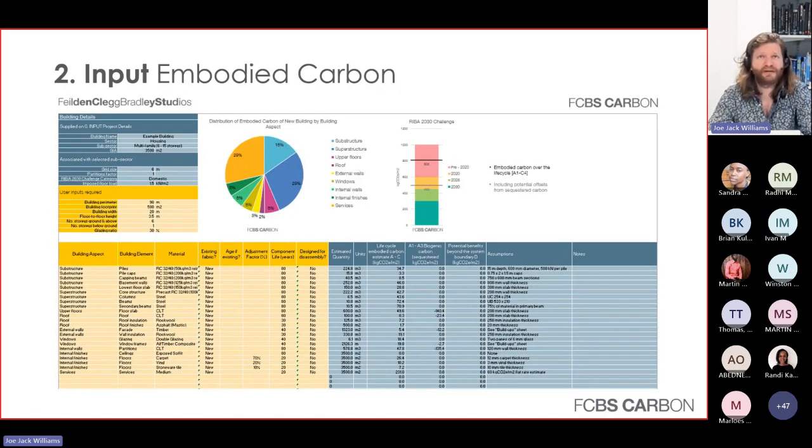And this is the kind of, I'm going to call it exciting bit. Let's call it the exciting bit. You can see the bits in yellow you have to fill in, the bits in blue you don't. We've got a live graph so you can see where your proportion's going and what's changing.